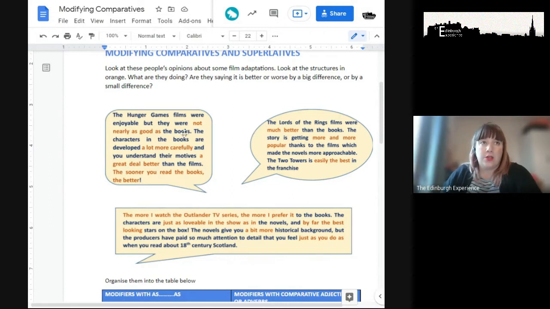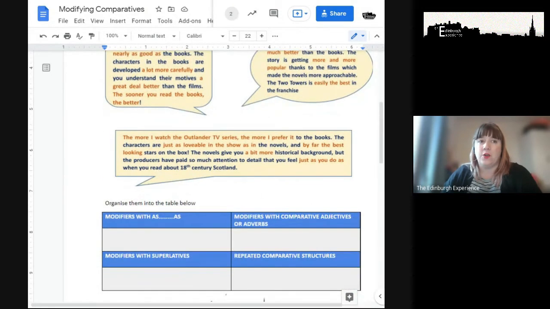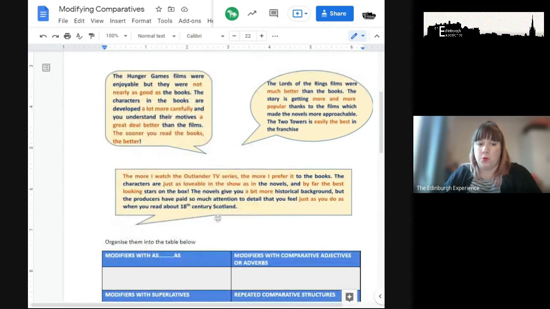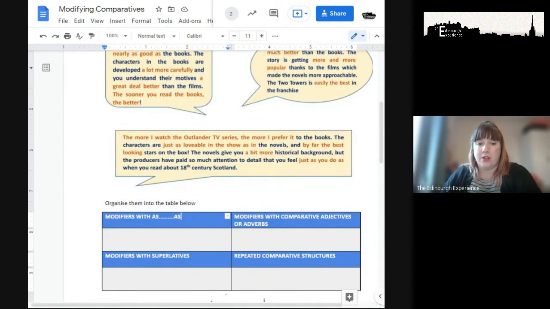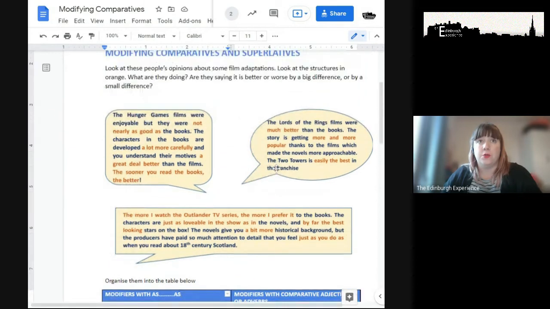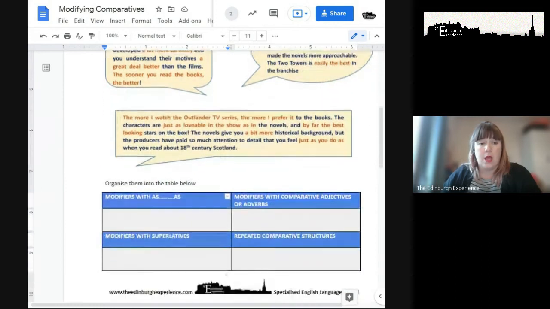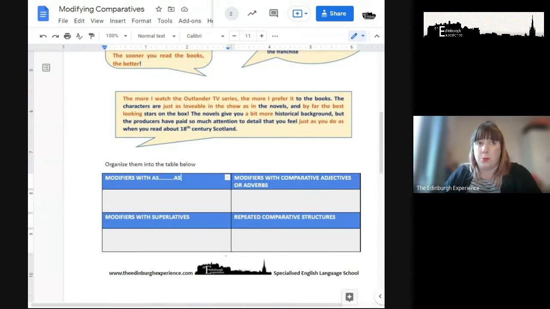So what I would like you to do, guys, is have a look at the examples, okay? Read through these examples, and then you're going to organize them into the correct box here. Which of these modifiers are we using with an as structure? For example, this first one, not nearly as good as. Which ones are we using with comparative adjectives or adverbs? Okay, so for example, much better.